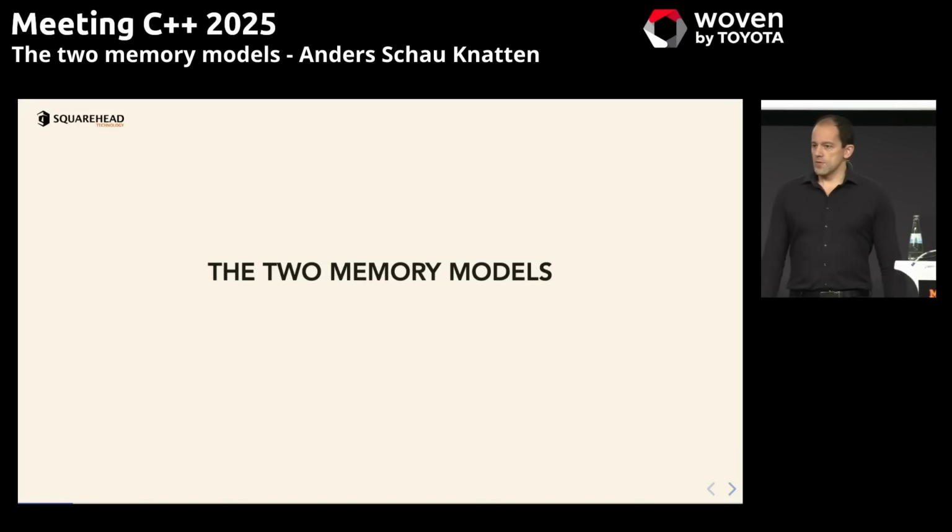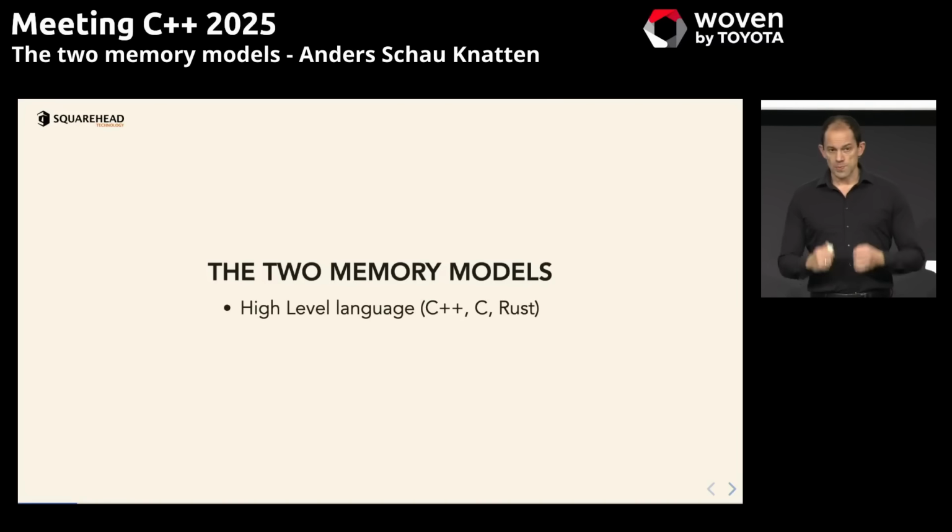Right, so I've said a couple of times the two memory models. So which memory models are those? The one that you will interact with is the one that your programming language has. So whether you're writing C++ or C or Rust or whatever, your programming language has a memory model. And that's the contract between you and the language. So if you write your code according to this memory model, it's guaranteed that it's going to be correct on all platforms that you run it on.